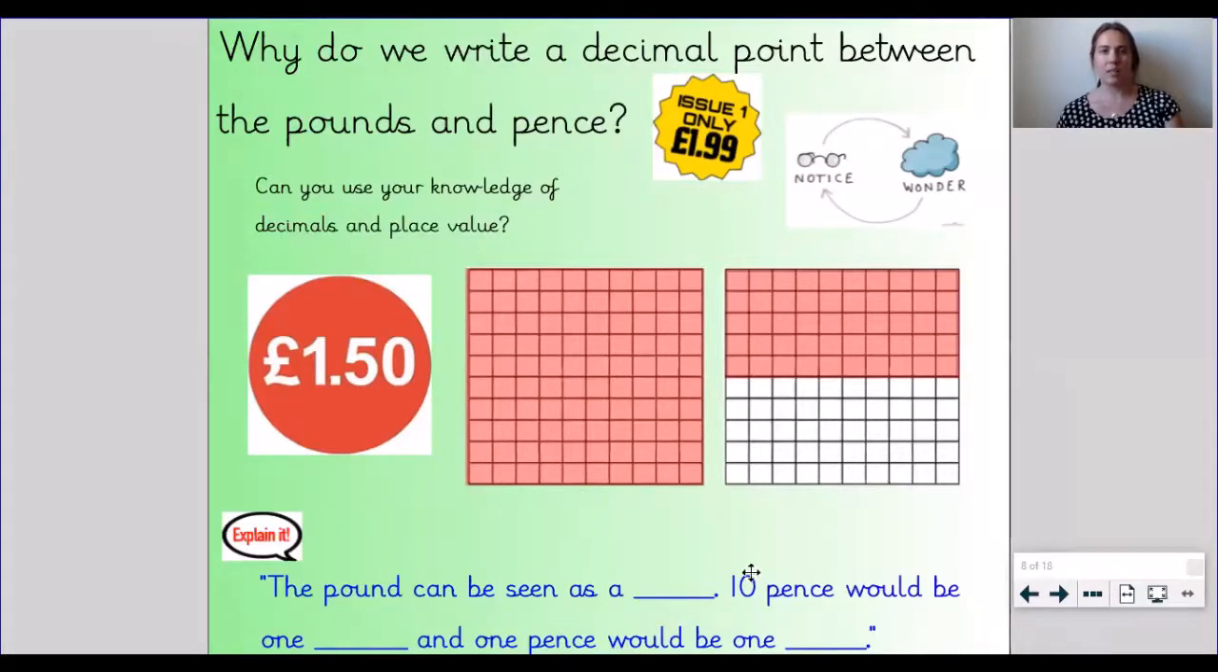So noticing what we know already about writing decimals, we're using the decimal point again to separate the whole from the parts of the whole. So we've got 5/10ths or 50/100ths, which makes 50 pence. All right, so it's really similar to the decimals that we've been doing, using the same knowledge from before.